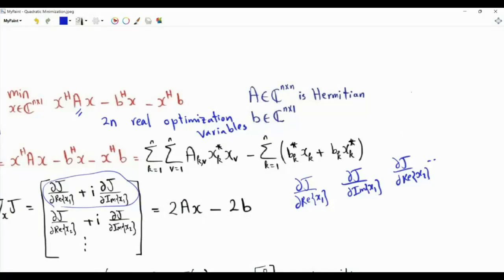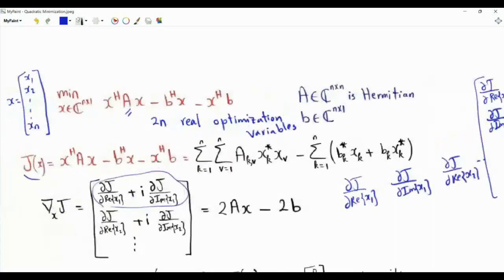Okay, so rather than having a gradient vector that is 2n dimensional, in which we have, let's say, the partial derivative with respect to real x1 and then the partial derivative with respect to imaginary x1 and so on and so forth, we can again construct a gradient vector with the same dimensionality as x, and we can combine the partial derivatives with respect to the real and imaginary parts by the plus i here, and this will do the job for us.